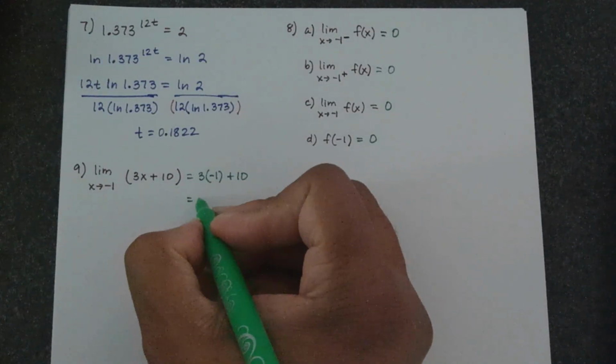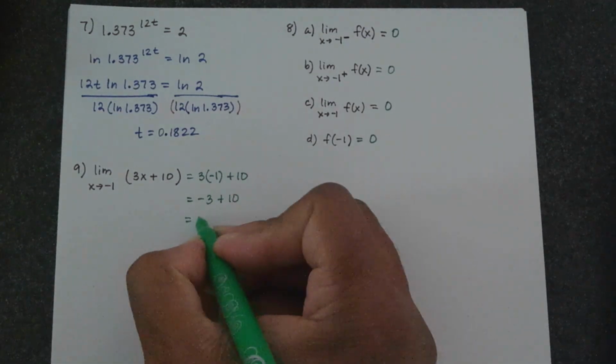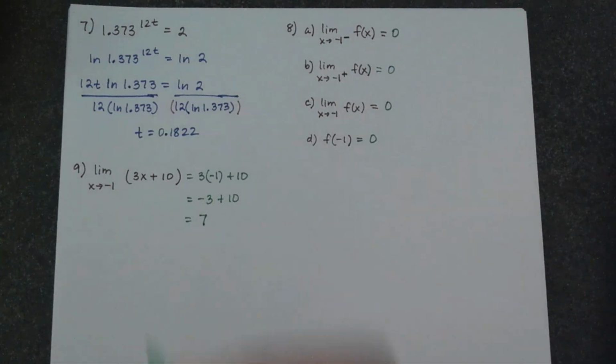3 times -1, that's -3. And -3 plus 10 would give us just 7. So the limit as x approaches -1 of 3x plus 10 would just be 7. Okay. Are there any questions about problem number 9?